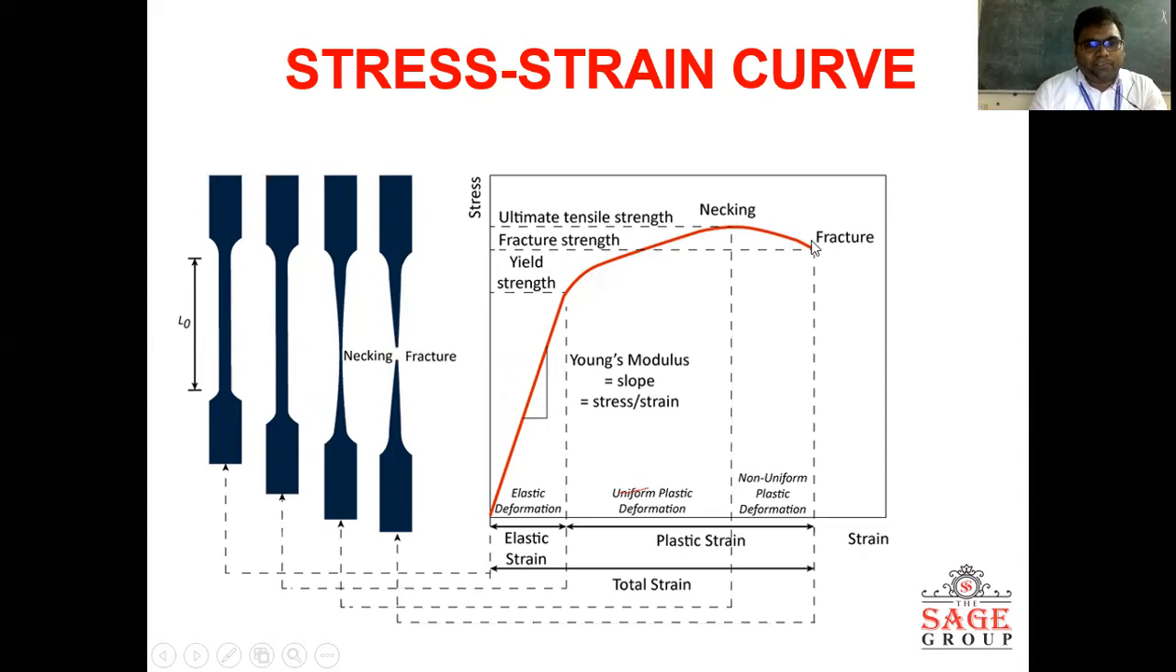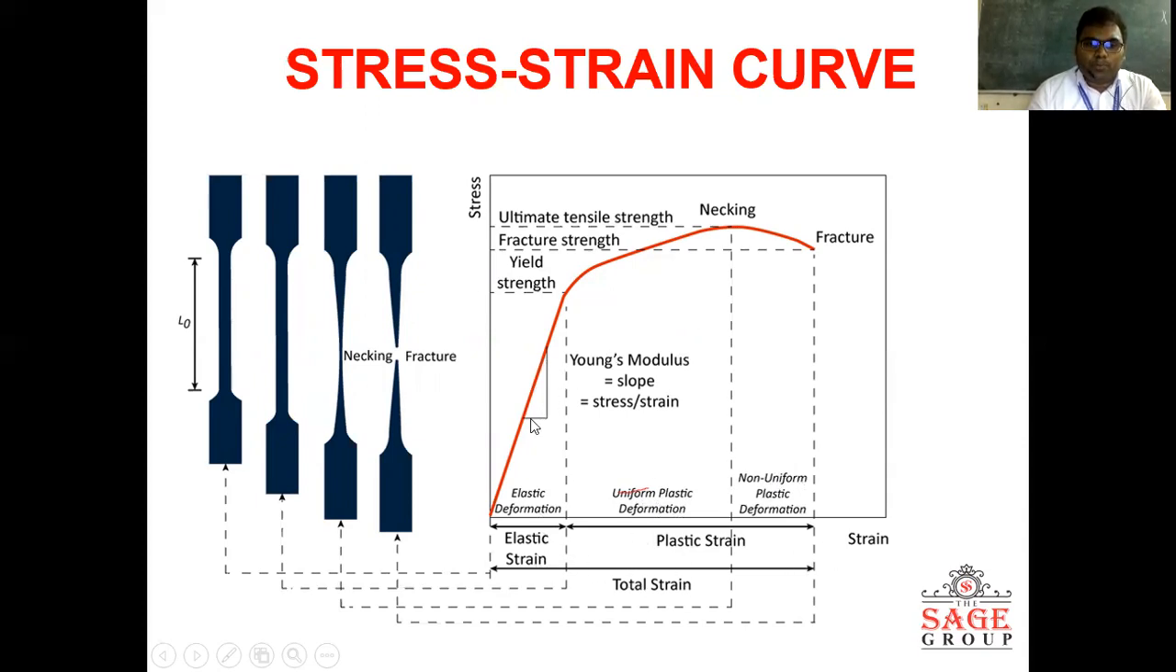After the necking, if you continue application of the load, the material will finally fracture. You can see the uniform plastic deformation, non-uniform plastic deformation, and elastic deformation. These are the different zones here. So you can understand elastic strain develops, plastic strain develops, and the total strain is like this.